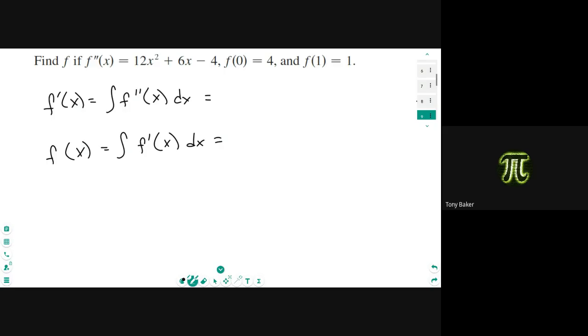All right, let's see. From what I saw, I didn't see anybody bring down the number incorrectly. So that was a good thing. So 12x squared becomes what? The integral of 12x squared is 4x to the third. Integral of 6x?